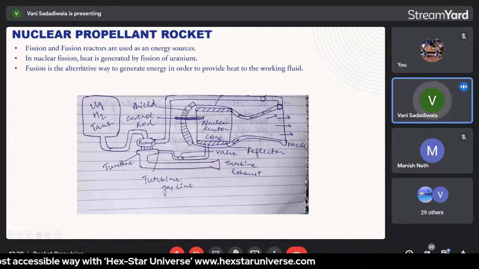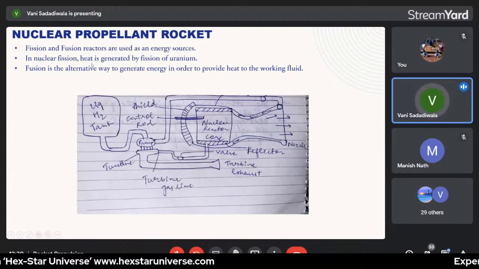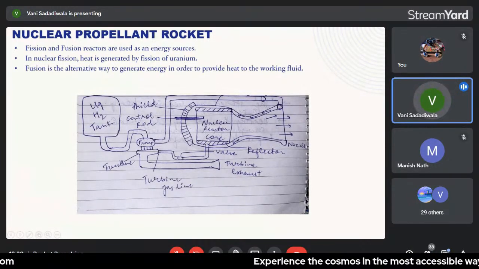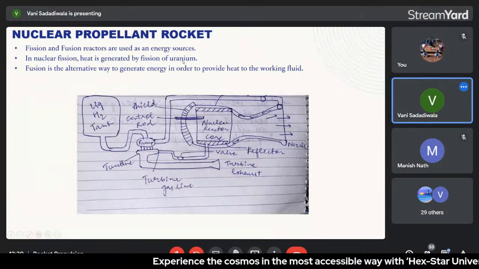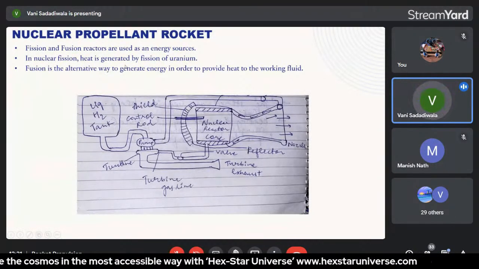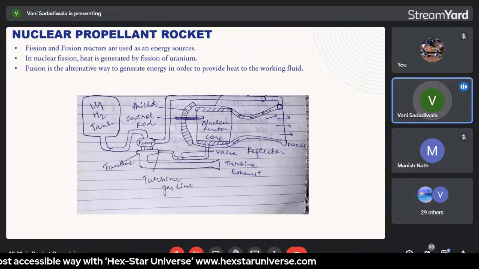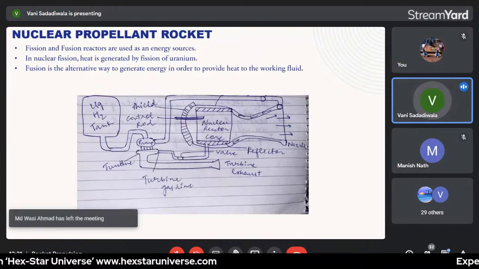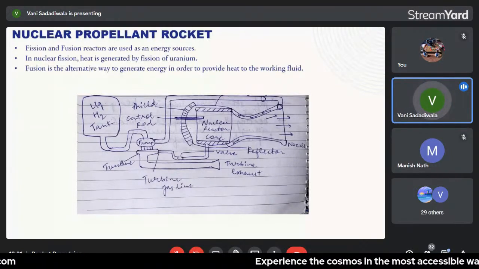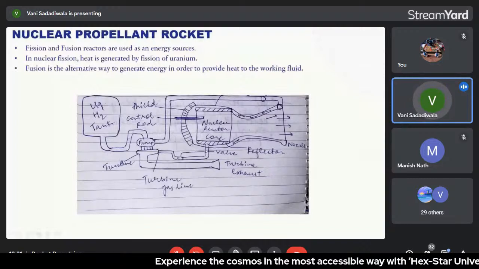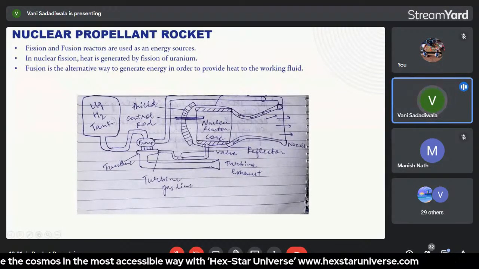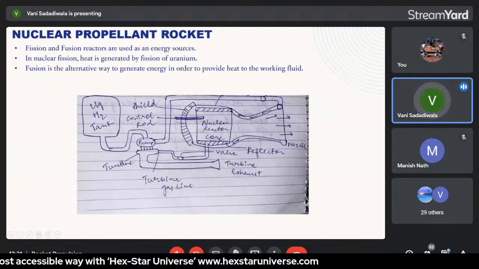So, in nuclear fission, the basic working is that heat is generated by the fission of uranium. If you consider a nuclear reactor core, it consists of a uranium composition, which is heated by the fission process. And if you talk about fusion, it is the alternative way to generate energy in order to provide heat to the working fluid. So these are the fission and fusion reactors in which the nuclear reactor core plays the important role of helping these reactions, that is fission and fusion.